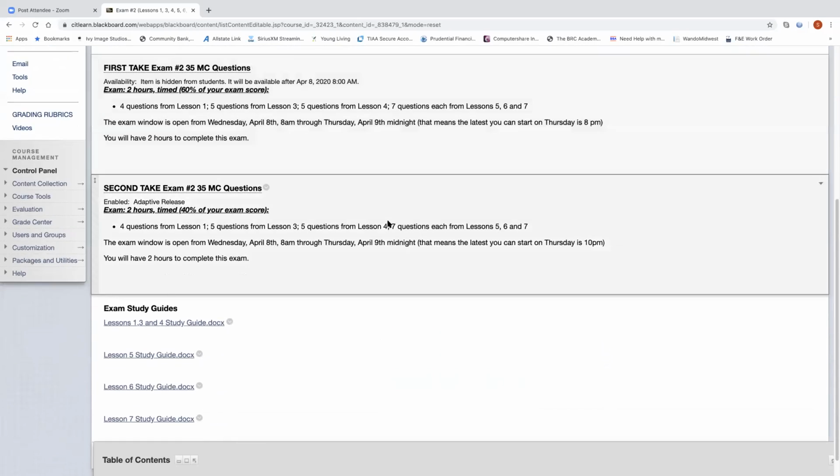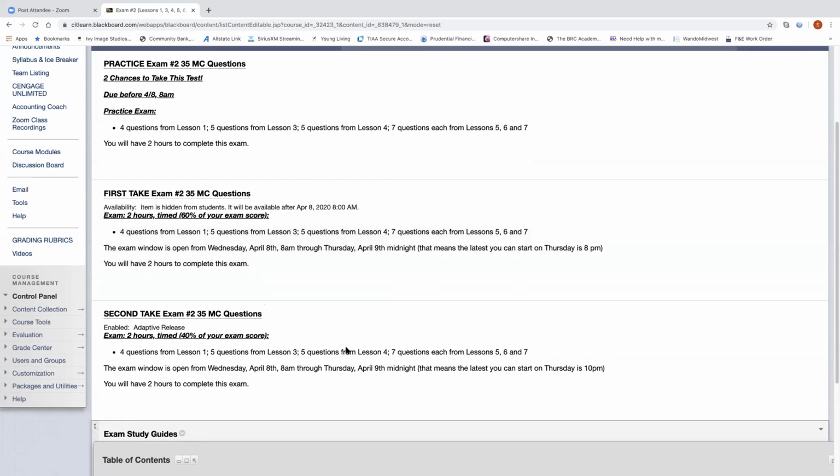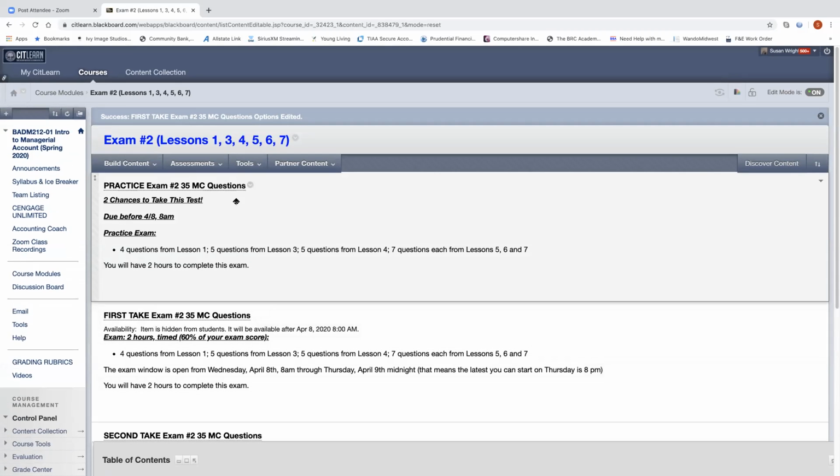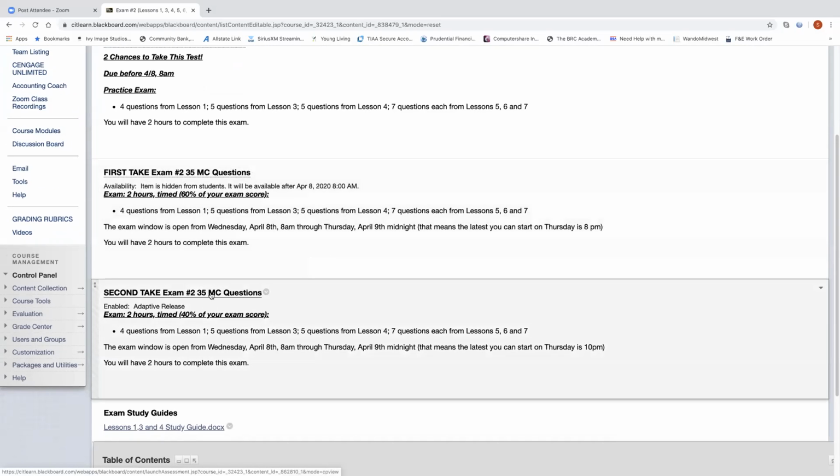Okay, so there's your study guides. Everybody can see this now. They're all there. Everybody can see these practice exams for the next 2 days. Those are there. And then these will show up Wednesday morning. You'll see this one. And then as soon as you submit this one, this will show up and you can take it.